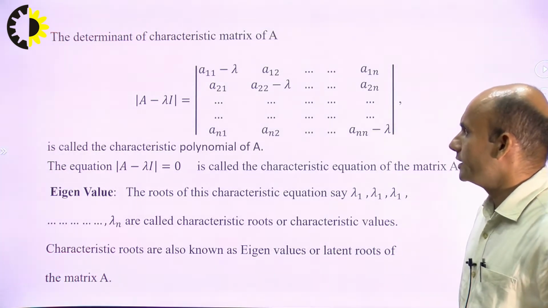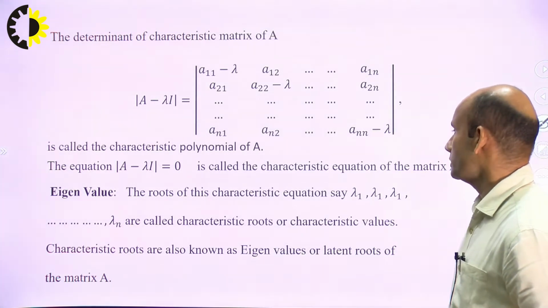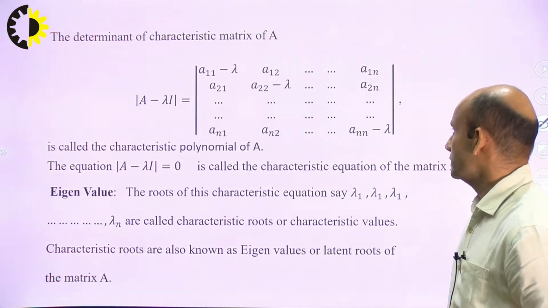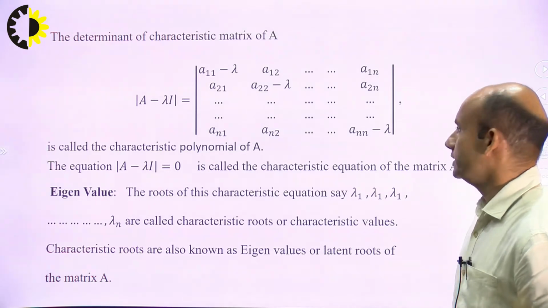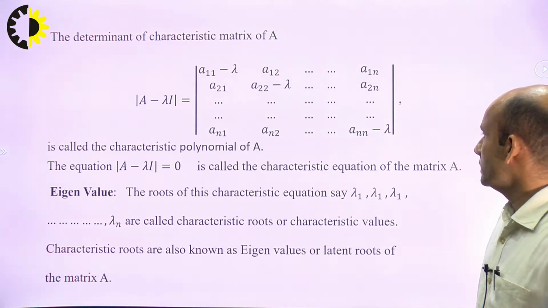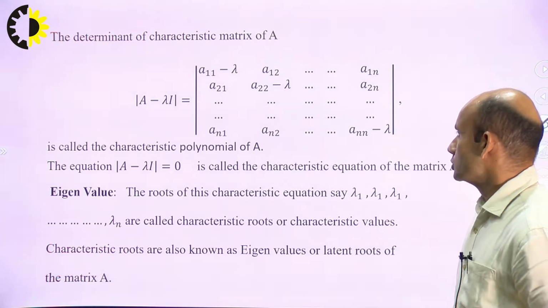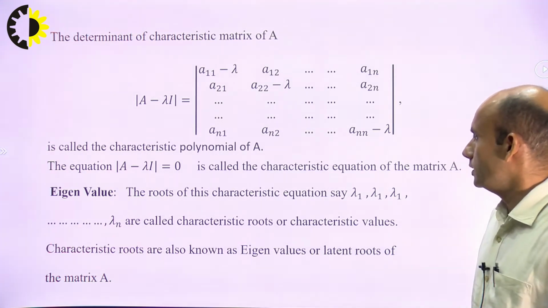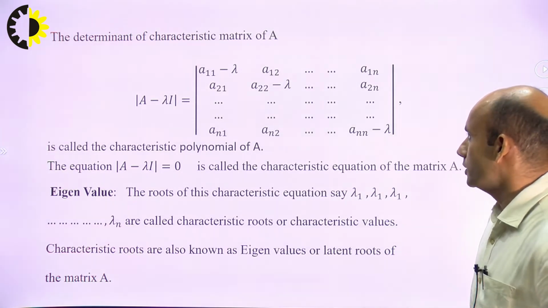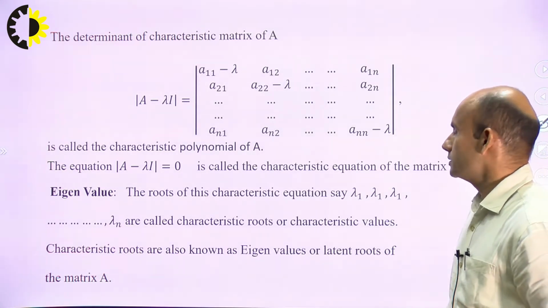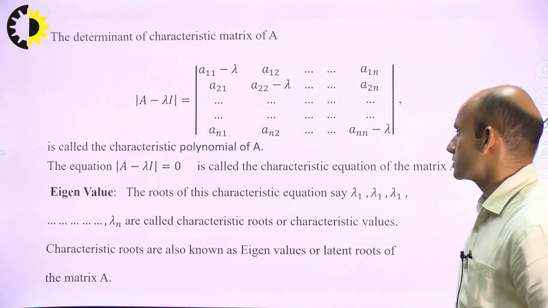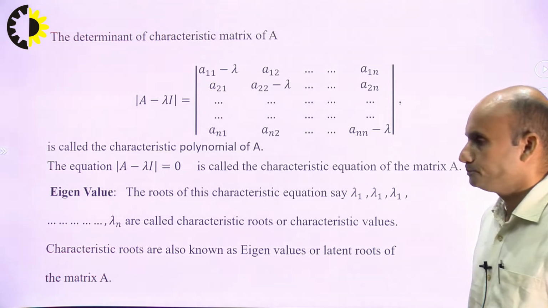So the determinant of A minus lambda I will be this one, which is given by the determinant with a11 minus lambda, a12, and so on, then a1n. Then we have a21, a22 minus lambda, and so on up to a2n. So lambda will be subtracted from the diagonal elements of matrix A. Then we get this determinant, which is known as the characteristic determinant. And after solving this one, we get the characteristic polynomial of A.